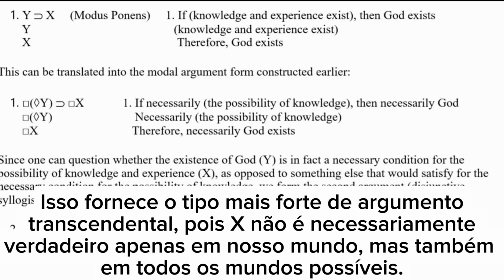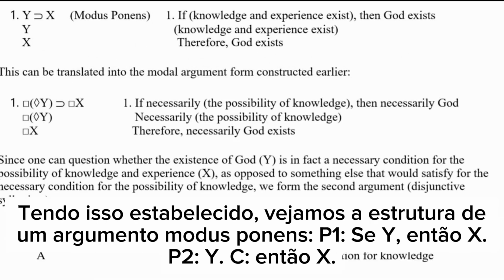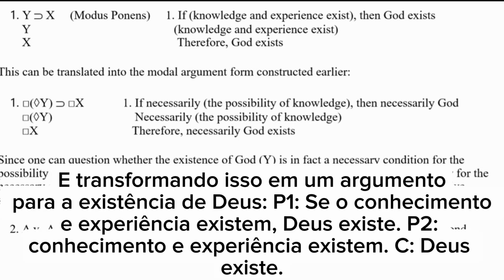Okay, so let's look at the structure of a modus ponens. If Y, then X; Y; therefore X. So let's see what happens when we plug in the transcendental argument for the existence of God. If knowledge and experience exist, then God exists. Knowledge and experience do exist, therefore God exists.